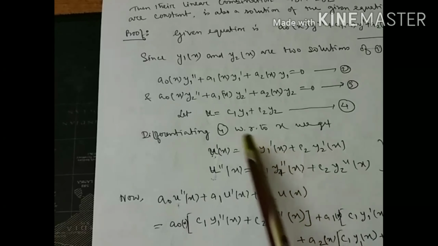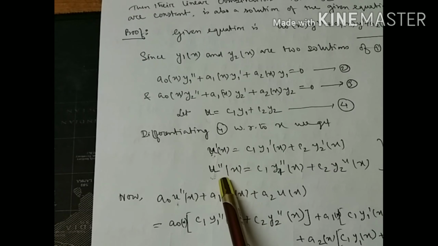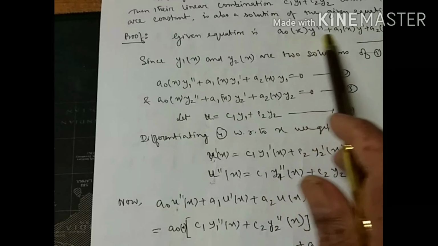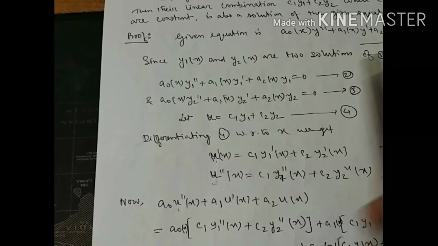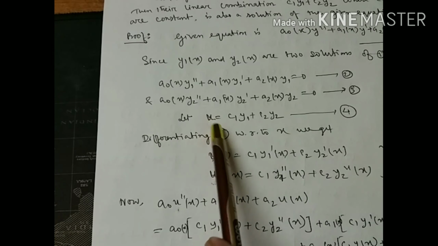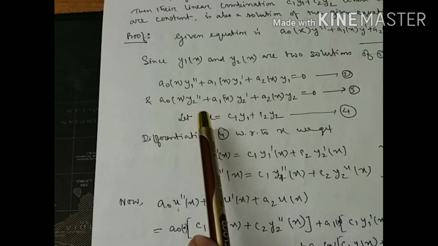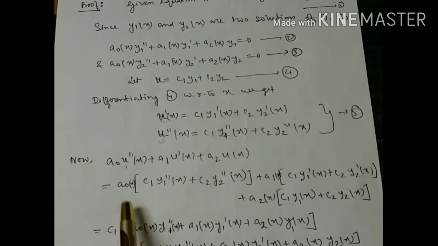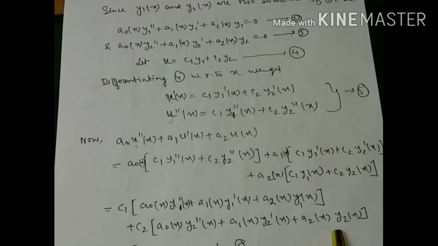Now putting these values u' and u'' in the left hand side of the given equation, we are to show that this linear combination is a solution. That means u is a solution. If u is a solution, then the value of u must satisfy this homogeneous equation. So putting the values of u' and u'' in the left hand side of the equation, and taking c1 common and c2 common.